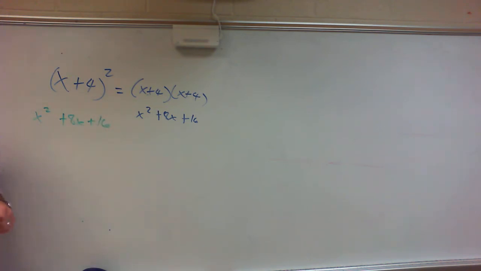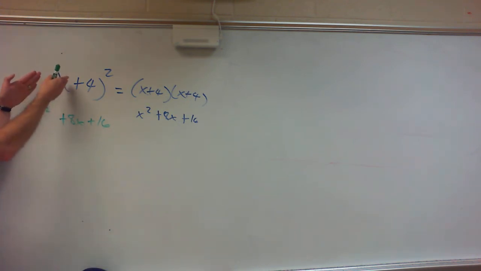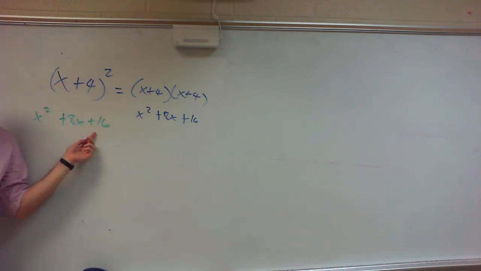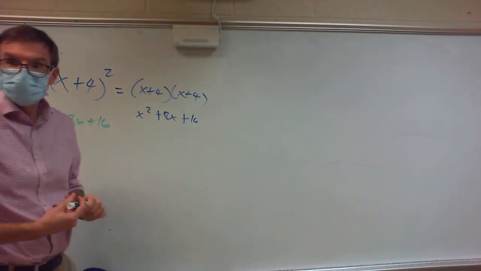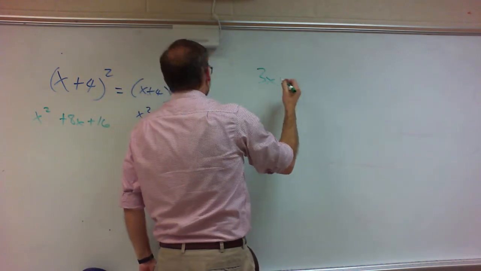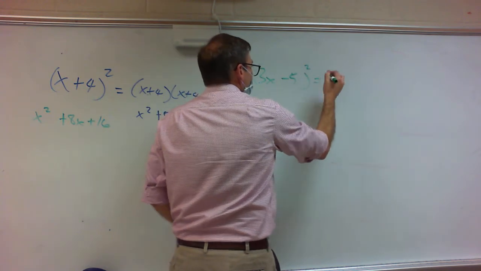Okay? Let me go over that again. Anytime you square something, we're going to get 3 terms. Your first term is take this thing and square it. Your last term, take this thing and square it. It's always positive. And you get your middle term, you multiply these together, double it, put it here. All right? So your turn. What if I gave you 3x minus 5 squared?